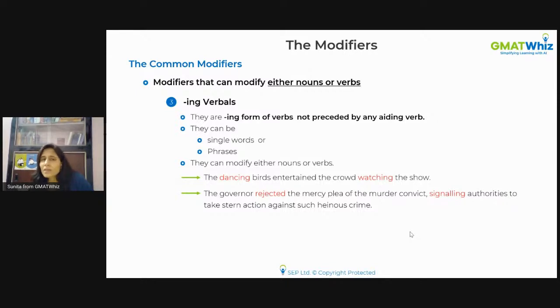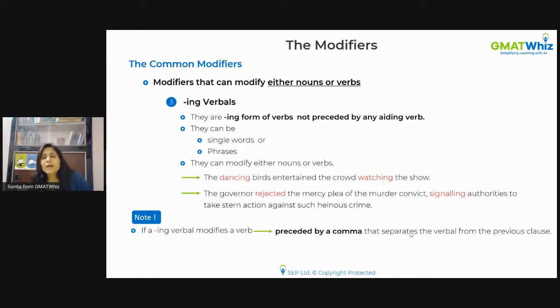Now, the unique thing that you'll notice about this comma plus ing verbal is it also makes sense with the subject governor. So the governor rejected the mercy plea and the governor was signaling authorities to take stern action. So here we have ing verbals that can modify both nouns and verbs. To be noted here, guys, if the ing verbal modifies a verb, it is preceded by a comma separating that ing verbal from the clause. This is something that you'll have to remember.